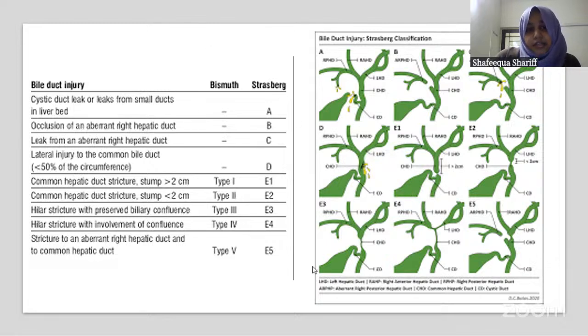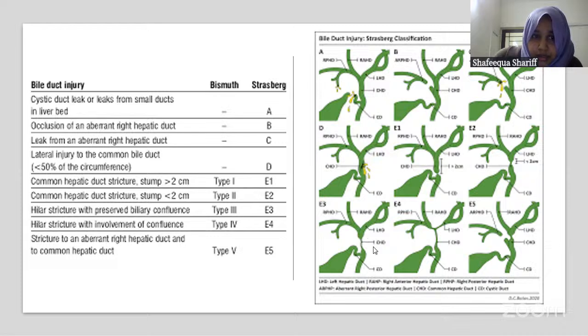So for easier understanding, I have put in this type of classification for you. So you can easily understand this. This is the common hepatic duct, which is around 2.5 centimeter. So when the injury is more than 2 centimeter away, it is type E1 of Strasbourg, and if it is within 2 centimeters from the confluence, the confluence being the main thing that we see here, it is type E2, right?